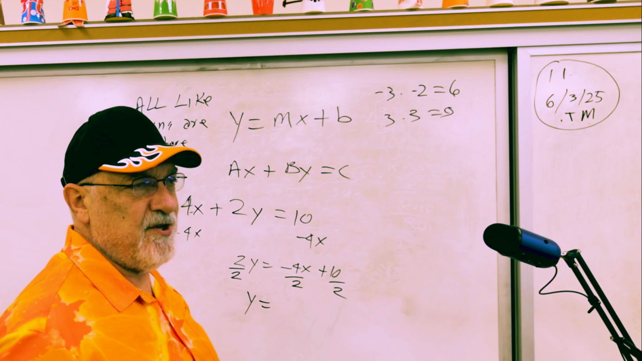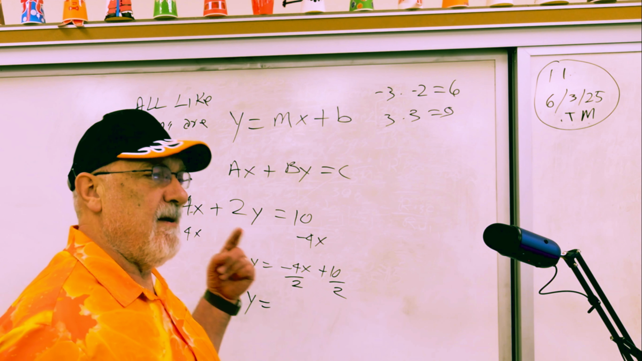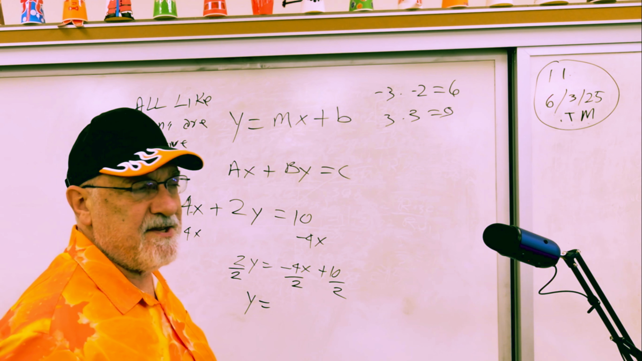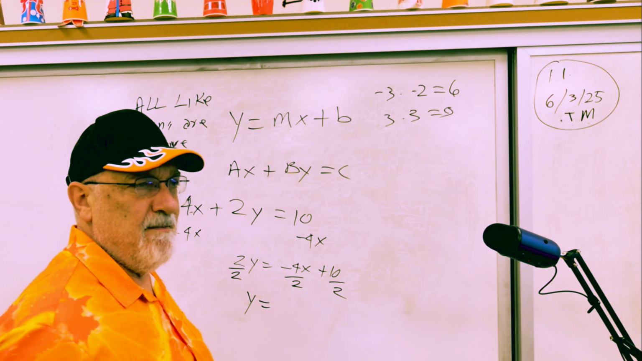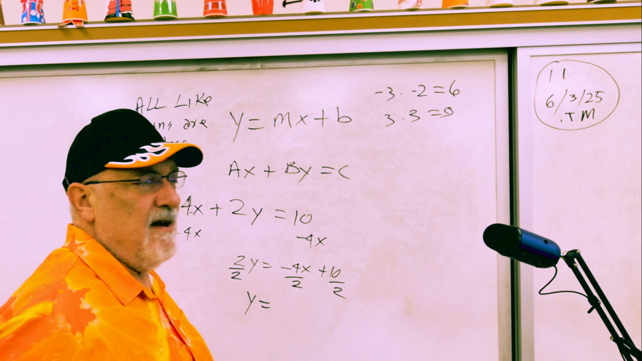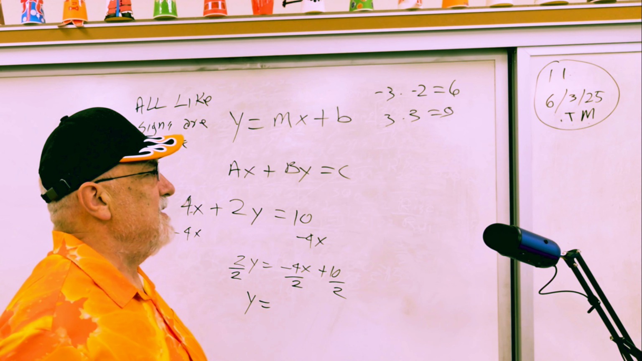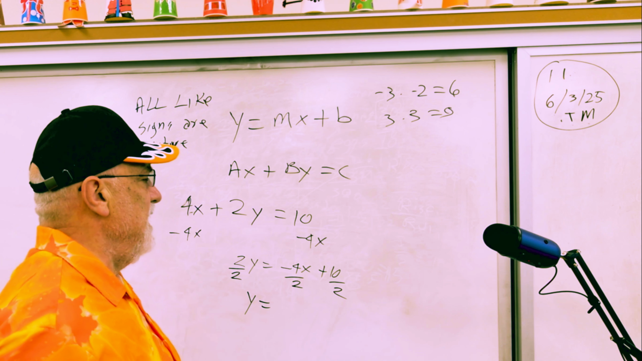I didn't want to memorize two rules. Two rules would be, hey, two minuses equals a plus. Hey, second rule, a plus and a minus equals a negative. I don't want that. One rule: all like signs are positive. If it's not a like sign, it's negative.